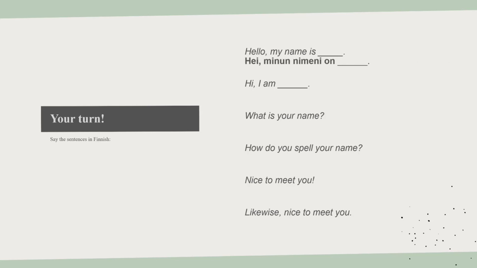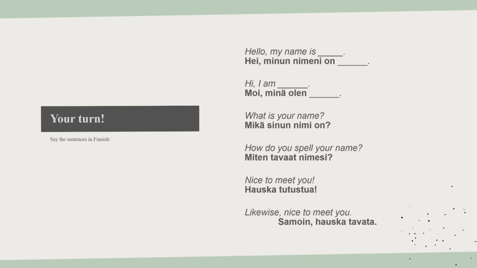Hei, minun nimeni on. Moi, minä olen. Mikä sinun nimi on? Miten tavaat nimesi? Hauska tutustua. Samoin, hauska tavata.